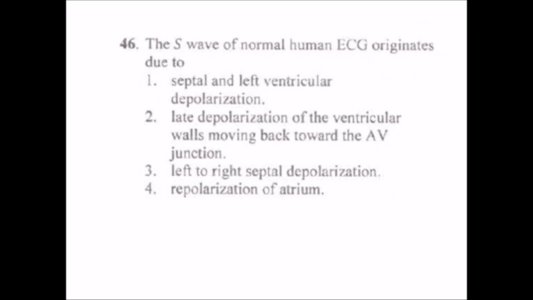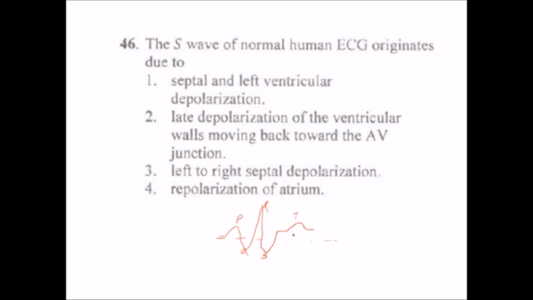Yes, the next question is, the S wave of normal human ECG originates due to... Yes, the ECG graph, if you remember, it's something like this. There will be the isopotential line or baseline. Then there will be the P curve followed by the Q, then R, S will be down, and then again with some curves there will be T. So it is P, Q, R, S, T.